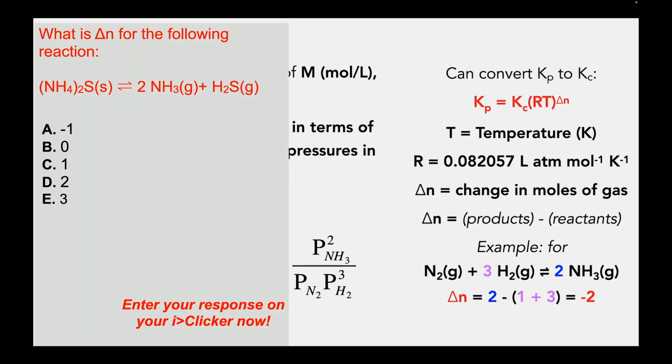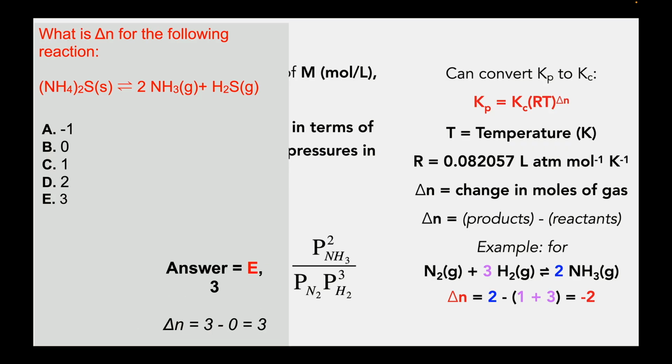So the question here is, what's the delta n value for this reaction? And we have here ammonium sulfide breaking down into ammonia and H2S. So delta n is the moles of gas as products minus the moles of gas that are reactants. And you can see here we have 2 NH3 and 1 H2S, so that's 3 moles of gas. But on the reactant side, we don't have any gas, so that would be 0. So for delta n here, it would be 3 minus 0. Delta n is going to be 3.